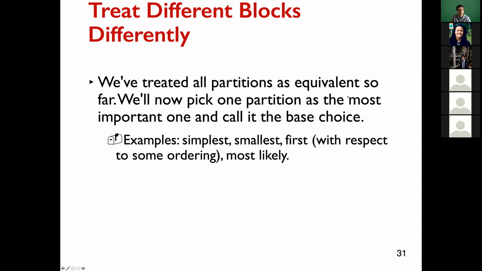So far we have treated all the partitions as equivalent, right? But in fact, people do not use the software in an equivalent way. People use some inputs most frequently. There are maybe some dominant combinations of inputs, right? In the next approach, we will pick one partition as the most important one and call it the base choice. The base choice can be the simplest choice, or smallest, or most likely, or the first choice.